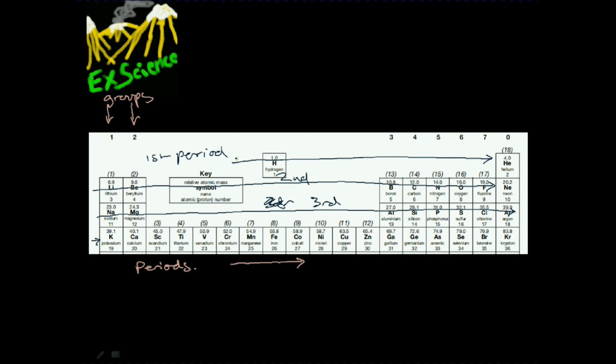So this first period is the 1s orbital being filled. This is the 2s orbital being filled, and the 2p orbitals being filled, and then finally the 4s, and this is the first set of d orbitals, which is the 3d orbitals. So we fill them up in the order that they're shown in the periodic table.